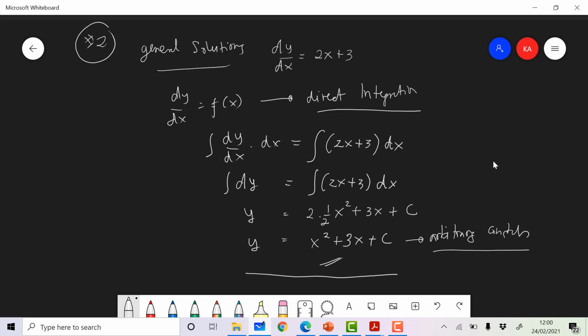Okay, so this is the example of direct integration. If you have a problem with an ordinary differential equation, the first and easiest method is to use direct integration to solve this ODE, and this is a first order ODE. Okay, I think this is the explanation of direct integration.